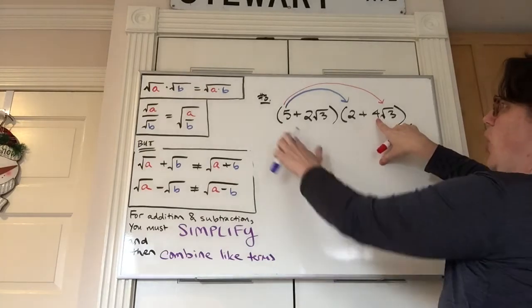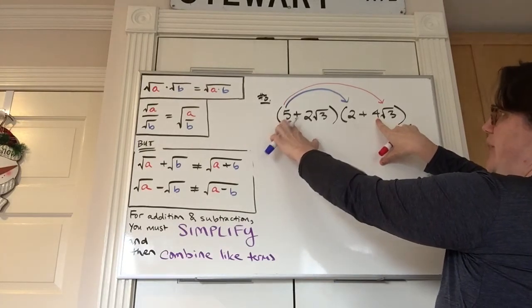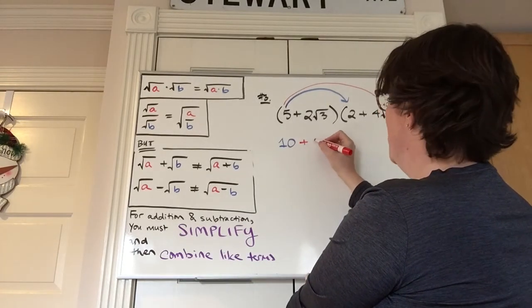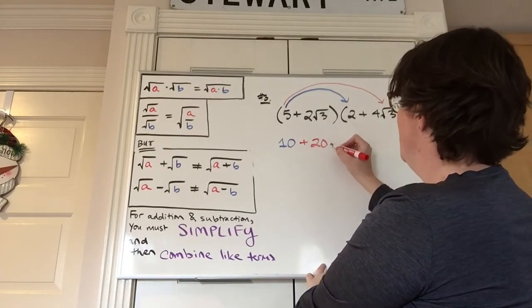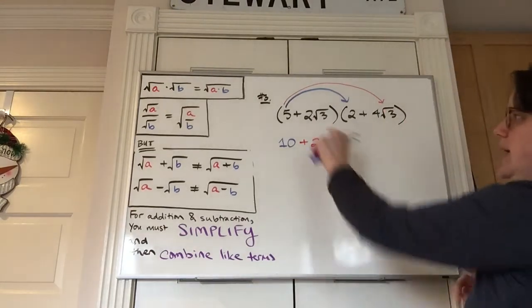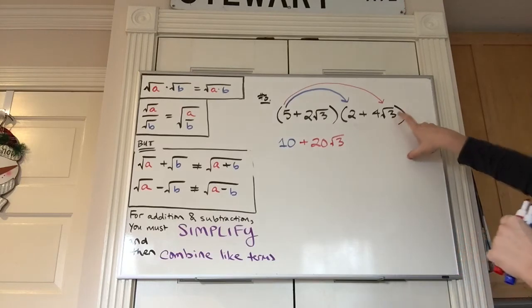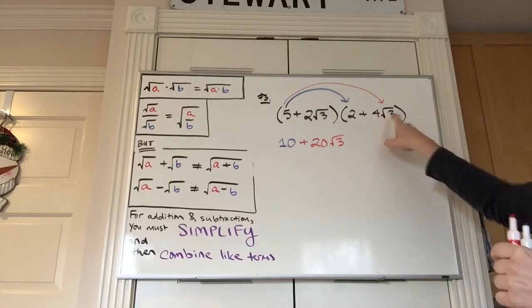The deal is you can always multiply 2 regular numbers together, and if there's a root there, it just comes along for the ride. So 5 times 4 makes regular 20, and then the square root of 3 just comes along for the ride. I do not multiply 5 times the root 3 because this is a regular number and that's a root number.